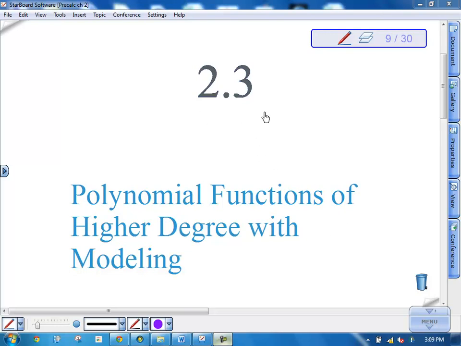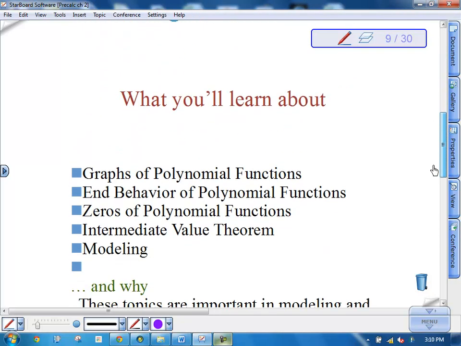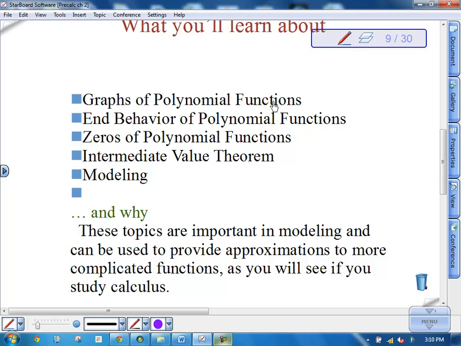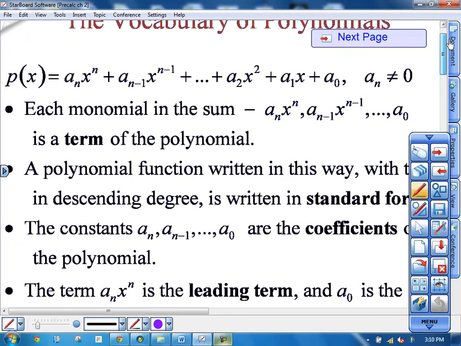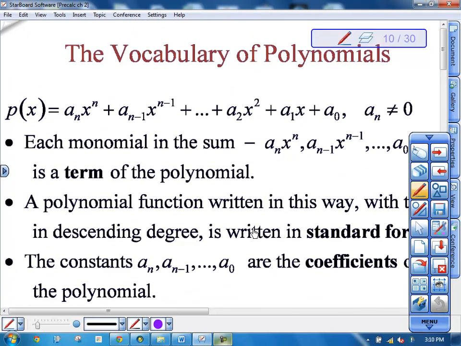Okay, next section is 2.3. We've already talked about polynomial functions, but we haven't really studied the ones with larger degrees, like 3, 4, 5th degree polynomials a whole lot. So we're going to focus on that in this section. We'll go back to graphs of polynomial functions, look at end behavior, some of the zeros, the intermediate value theorem, which you don't necessarily need to know the name, and we'll do some modeling again, some real world examples.